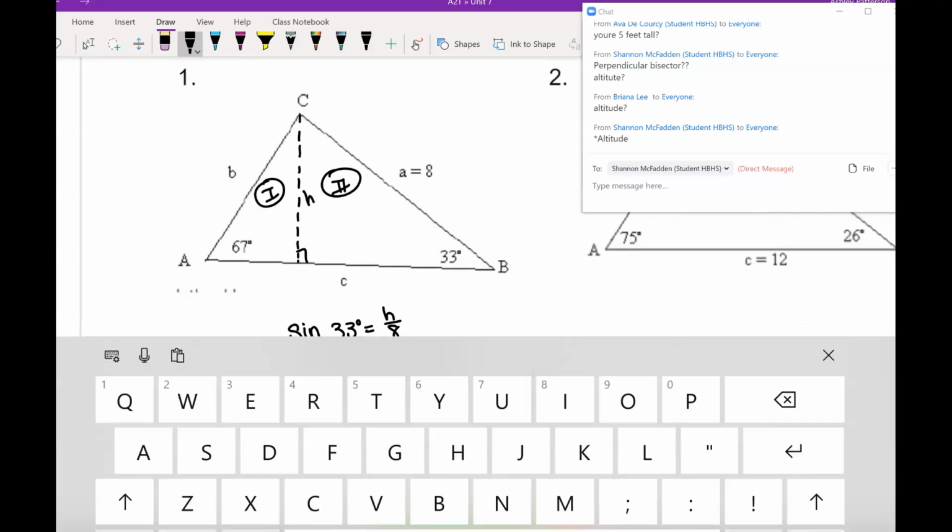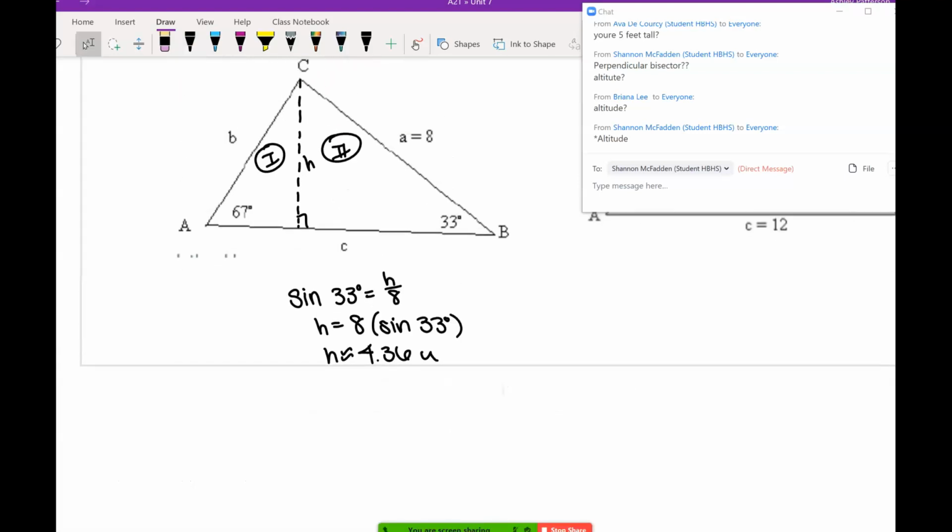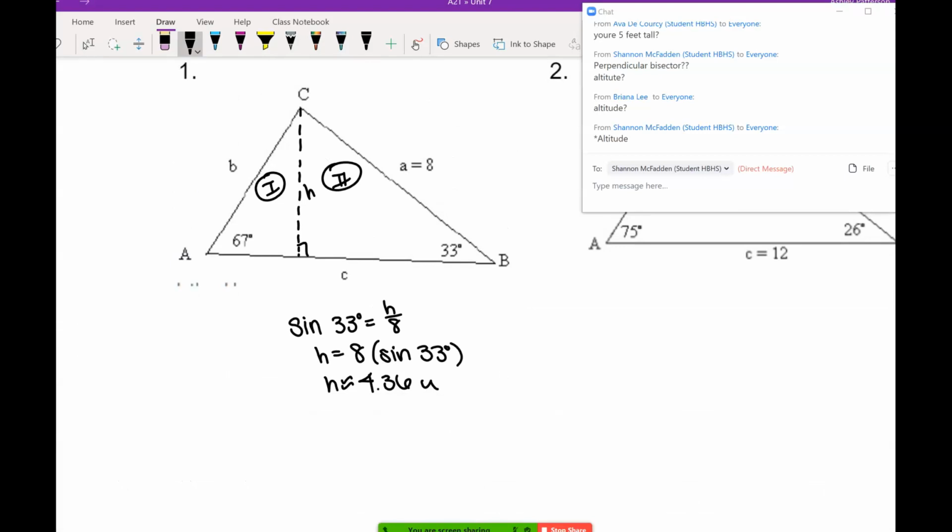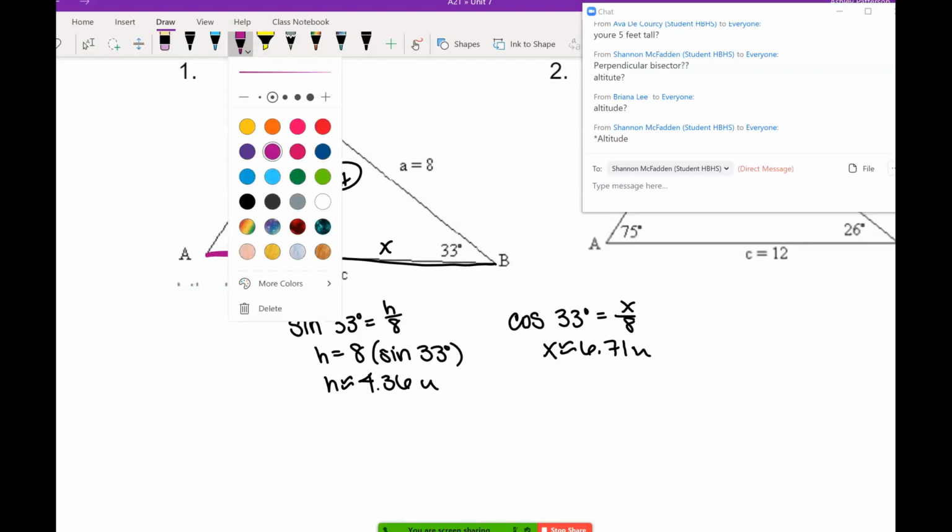Okay, keep going. To find the base of that triangle on the right, we did cosine 33 degrees equals x over 8. Okay. And then we got 6.71. Right, and then to find the base of the triangle on the left, we did tangent 67 degrees equals 4.36 over x to get 15.8. Nice. Okay, hang on one second.